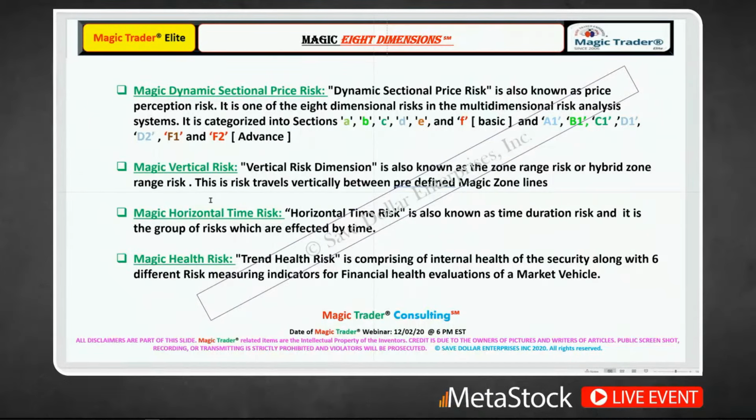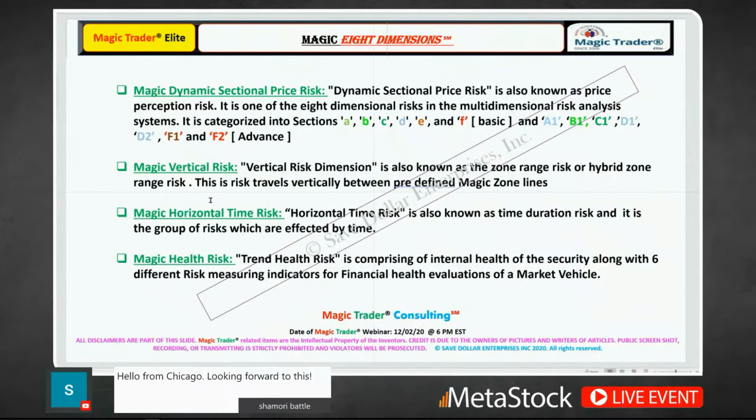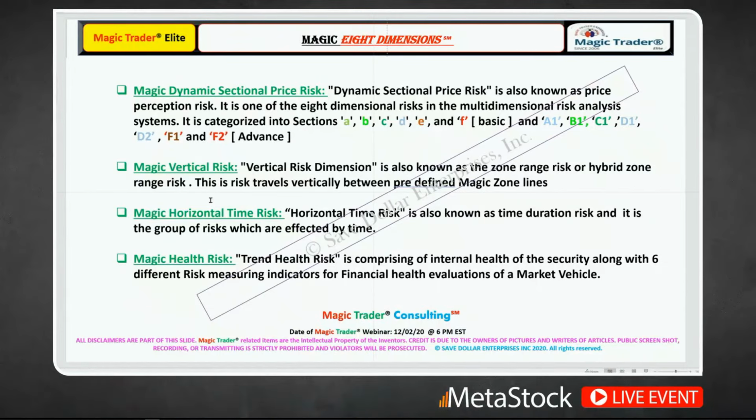Now, another one is the vertical dimension. Just like Fibonacci, we took another route and invented what we call zone levels, and they are more flexible and adapt to market changes as we go in real time.